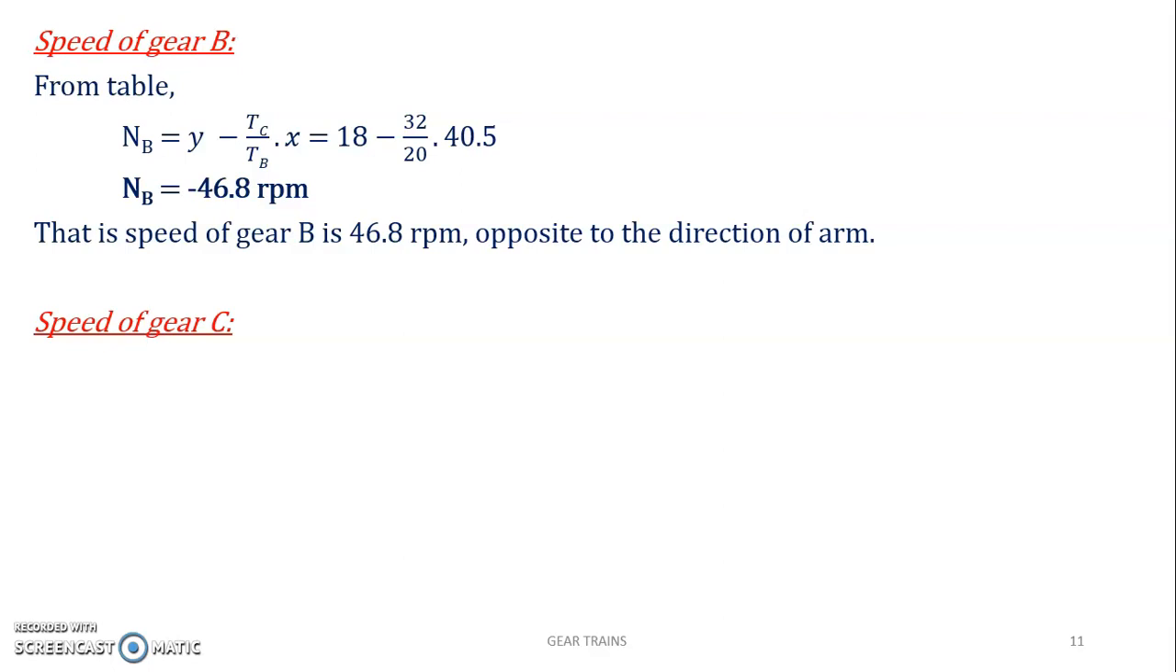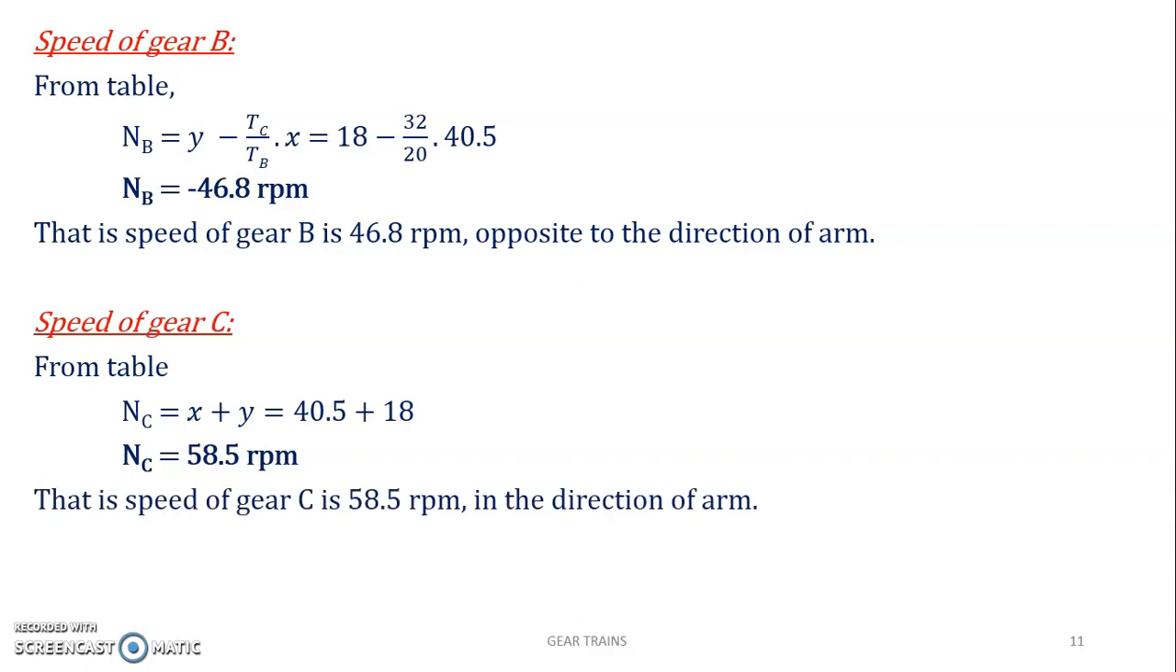Next, speed of gear C. Again, from the table, gear C expression is nothing but x plus y. Substituting the value, I get 58.5 rpm. Now, because it is positive, the speed of the gear C is 58.5 rpm in the direction of the arm. Okay, so hope you understood this problem. We'll solve more in the next class.